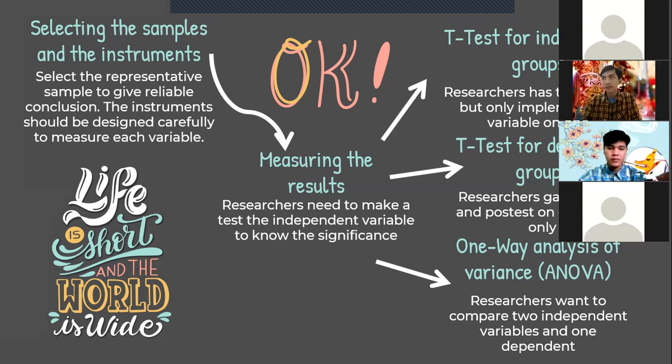So the example is teacher-centered learning affects student understanding. The first independent variable is teacher-centered learning. And then I make the second independent variable, student-centered learning can affect students' understanding. So we have two independent variables here, teacher-centered learning and student-centered learning, that can affect. Then after we have the test, we compare both of these variables.